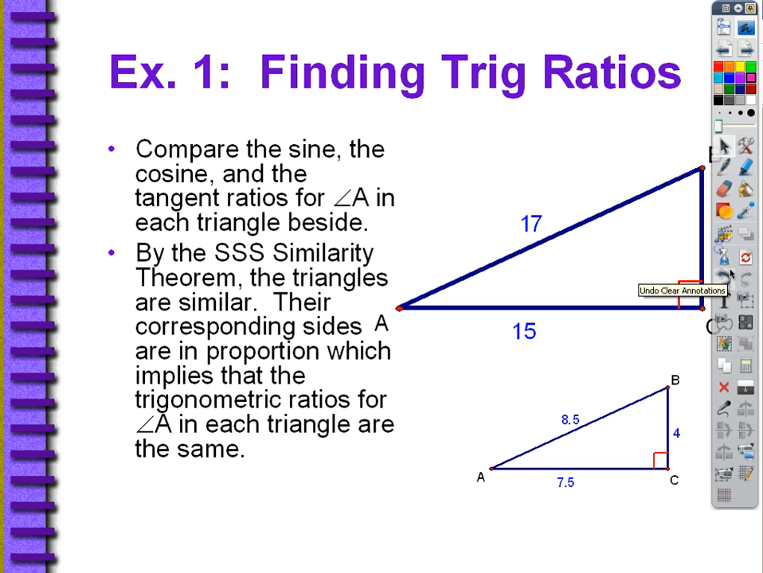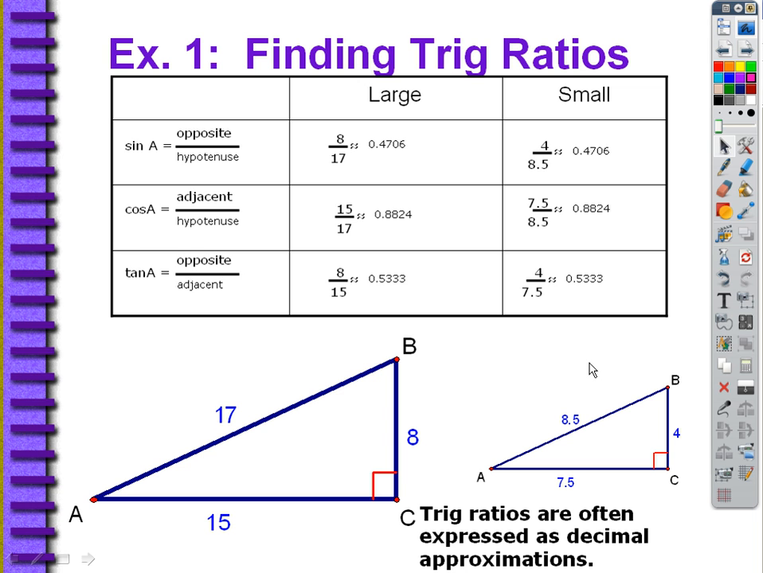Look what happens if we take these two triangles and calculate all the trig functions for the large triangle and the small triangle. Sine is opposite over hypotenuse, sorry. 8 over 17 in the big triangle, 4 over 8.5 in the small triangle, right? If I turn those fractions into decimals, of course I'm going to get the same answer back, because those are the same ratios, right?